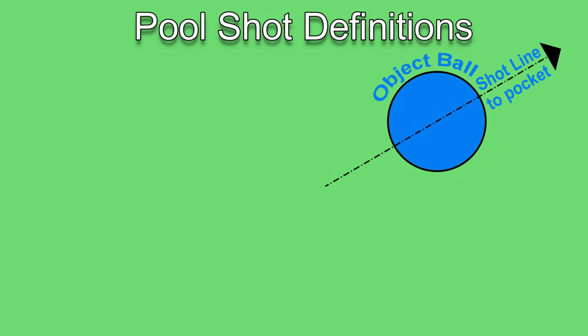The ball you're attempting to pocket is called the object ball. A line through the center of the object ball that is pointing at the pocket you want the object ball to go in is called the shot line. An imaginary ball that is on the shot line and touching the object ball is called a ghost ball. If any other ball, such as a cue ball, hits the object ball at the ghost ball position, the object ball will go in the pocket.